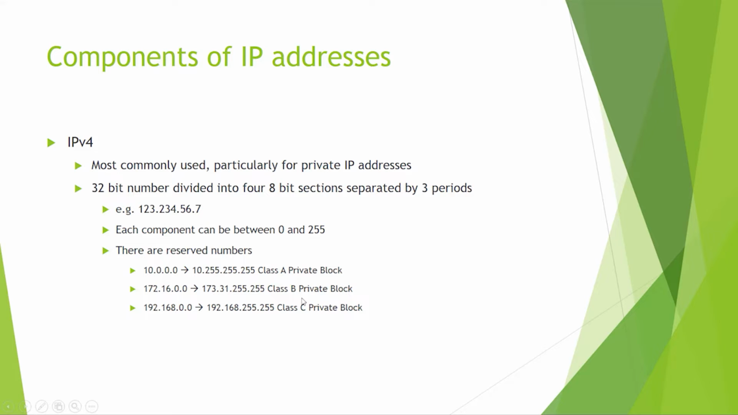We're going to talk about all of those in just a few moments. The 172.16.0.0 through 173.31.255.255, that's a Class B private block. The 192.168.0.0 through 192.168.255.255, and that's a Class C private block. Now, what are the differences between these? Class A has a small amount of hosts with a large amount of networks that are available.